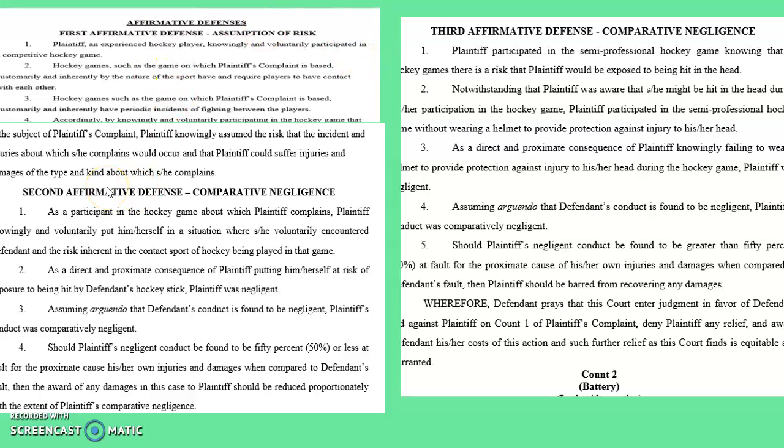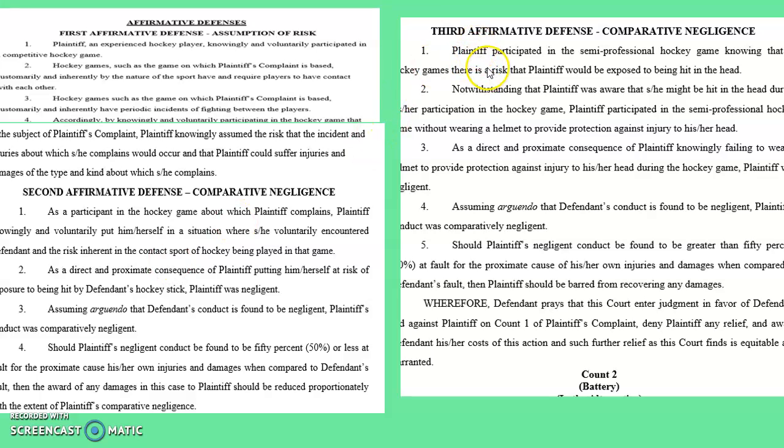And then his second affirmative defense is comparative negligence. He said that the plaintiff voluntarily put himself in a situation where he voluntarily encountered defendant and the risk inherent in the contact sport of hockey being played in the game. Also, as a direct and proximate consequence of plaintiff putting himself at risk of exposure to being hit by defendant's hockey stick, plaintiff was negligent.